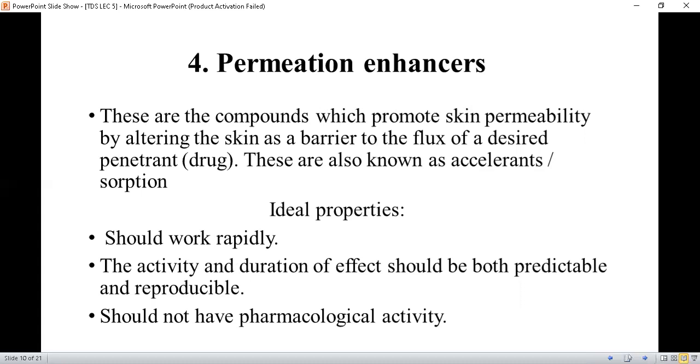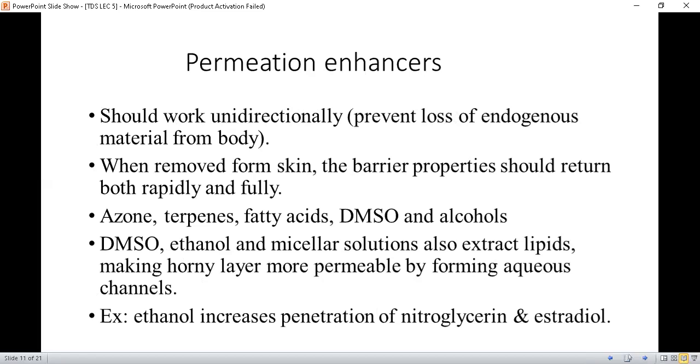So these are the properties that must be present in a successful transdermal drug delivery system. Should work unidirectionally, prevent loss of endogenous material from the body. It means that permeation enhancer should allow one-way traffic from the outside to inside. It will allow only the diffusion of the drug to the lower layers of the skin or blood, but will not allow to get something out of the skin. So remember that it should work unidirectionally.